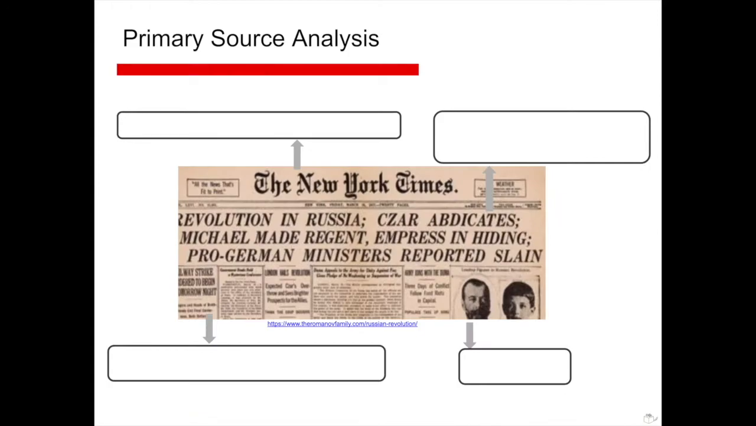Next, I'll tell you about primary source analysis. This is the New York Times that was published at that time.